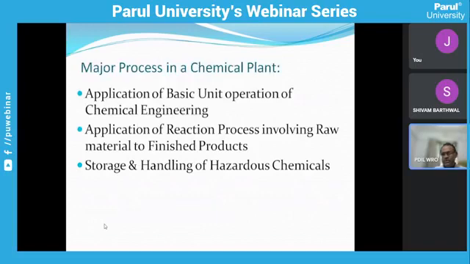Then the major processes in a chemical plant we can divide into three major categories. The first one is the application of basic unit operations of chemical engineering, because whenever you are working with chemical processes, designing a chemical plant, definitely the unit operations are the most important part useful for designing a chemical plant. Then application of reaction processes involving raw materials to finished products, and storage and handling of hazardous chemicals. These are the three main criteria of a chemical plant.